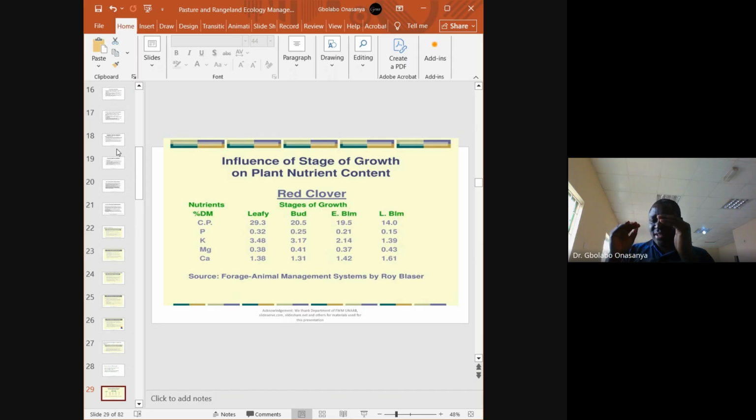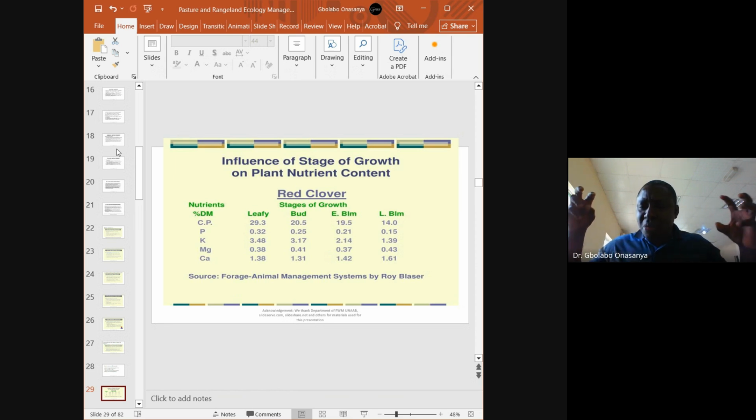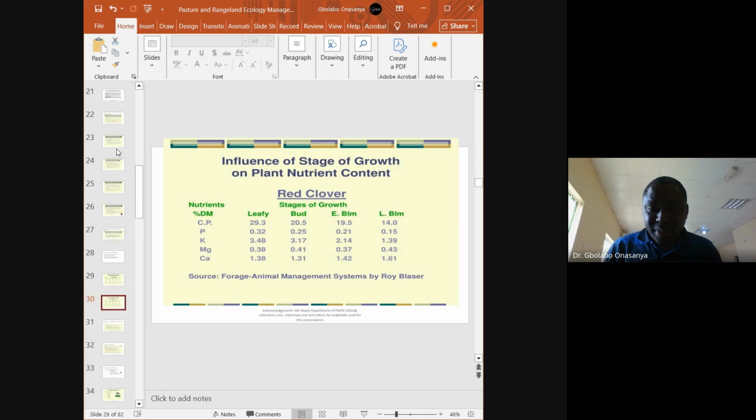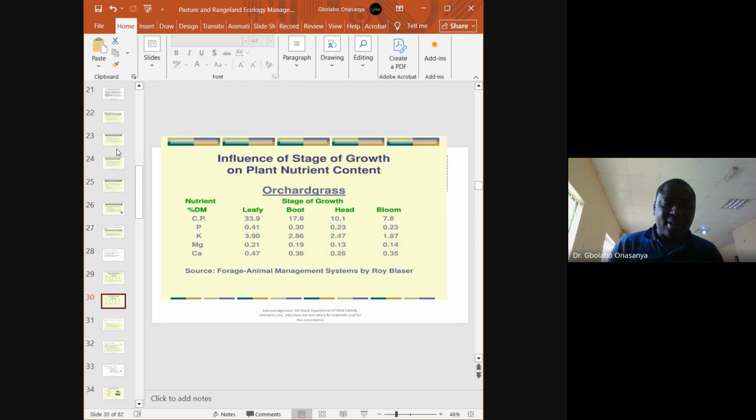When grasses are growing up, they need nitrogen for growth. When they are flowering, they need another type of nutrient or minerals for growth. So knowledge of all of this will give you a comprehensive understanding in management of your pasture land. Am I speaking sense?